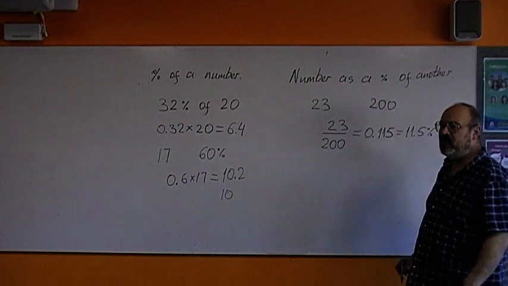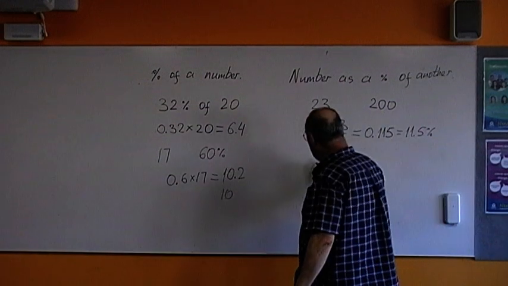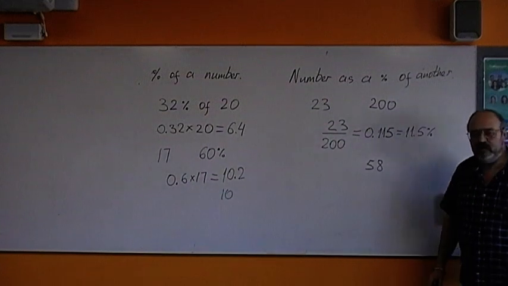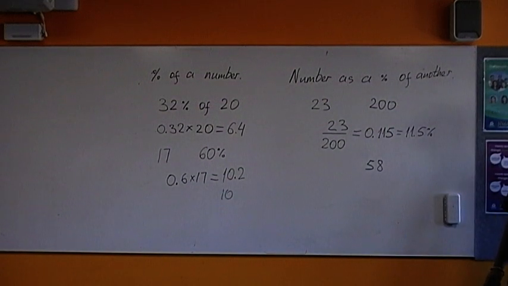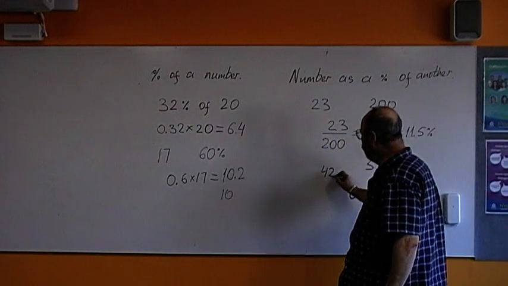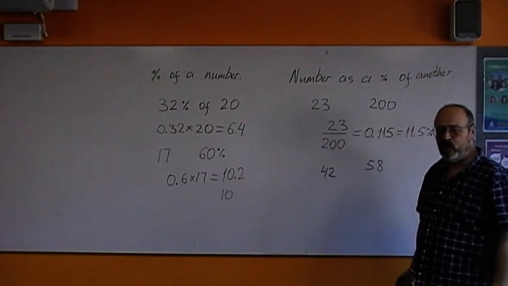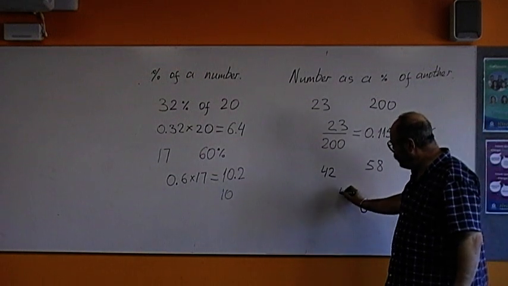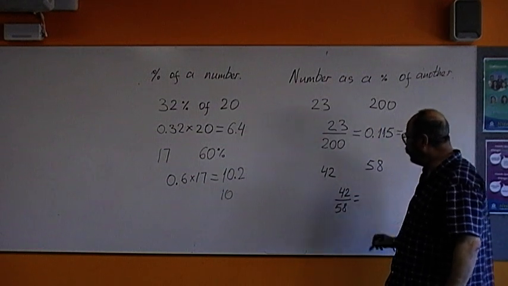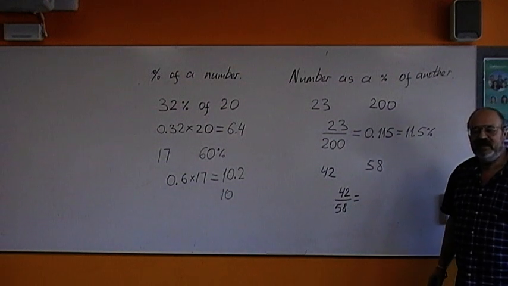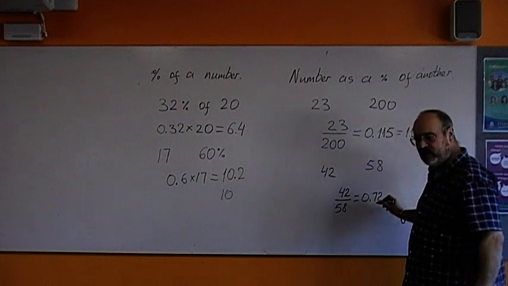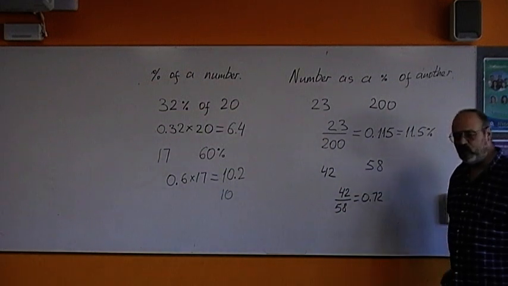So for example, if a test is out of 58 marks and you got 42 marks, what is your result as a percentage? What we need to do is divide 42 by 58, which would equal around 0.72413. We can round to 0.72.